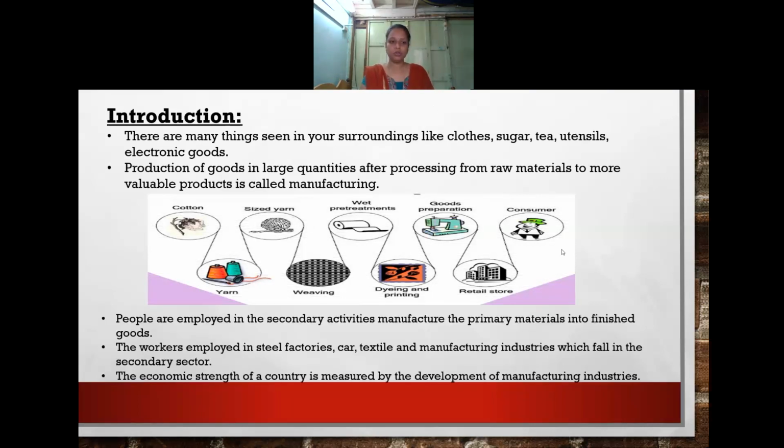Okay, so the economic strength of a country is measured by the development of the manufacturing industries. To understand the economic strength of our country, it will be measured through how many manufacturing industries there are, as well as how much we have developed in manufacturing industries.